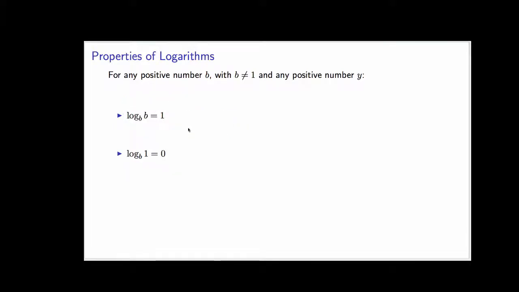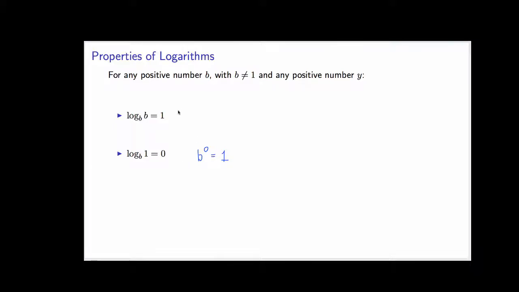Our next property is that the log base b of 1 is equal to 0. And again, we can see why this is true by starting with a valid exponential equation and then writing it in logarithmic form. So we know that for any positive number b, so for any base b, b to the 0 is equal to 1. This is one of our properties of exponents. And in logarithmic form, this is just log base b of 1 is equal to 0.